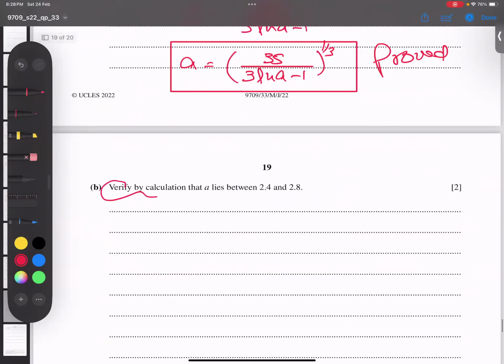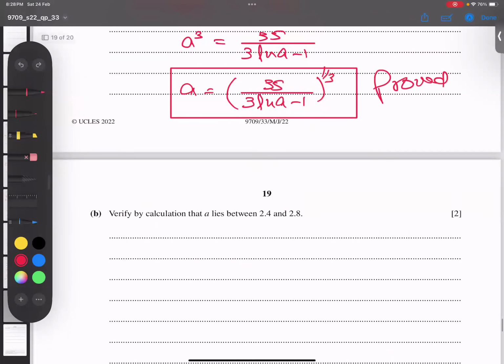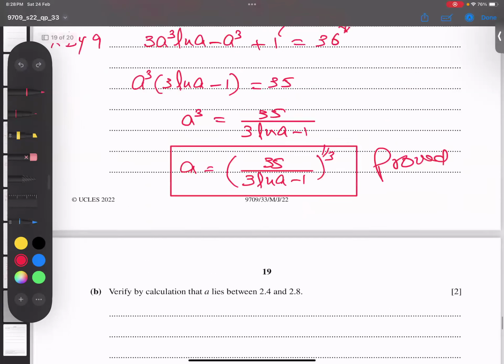He is saying verify by calculation that a lies between this and this answer. What is the method? I will show the graphical technique later on. First, I show the mathematical technique. And what is the technique, students?